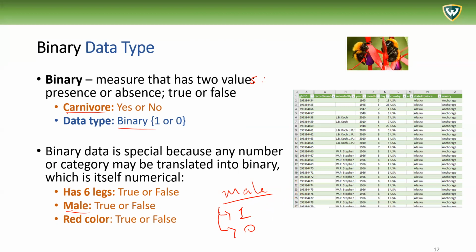Has 6 legs. Actually, that's a bad example, because if you're just trying to find out legs, you would just write legs and how many legs, 6, 3, 2, 4, 5, and so on. So this would probably be a quantitative variable. But color, red color, for example, true or false, and then you can just continue on. So you're translating color into blue, true or false. Once again, translating the nominal variable into binary, which is numerical.